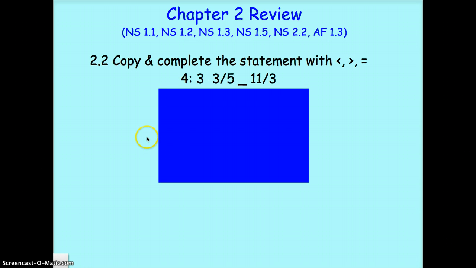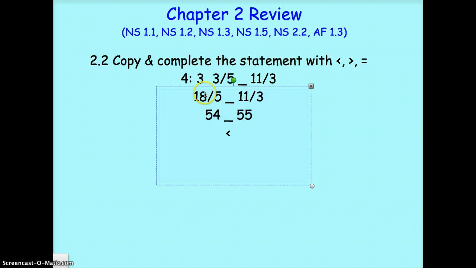Copy and complete the statement with less than, greater than, or equal to again. 3 and 3/5 and 11/3. Now, what we'll need to do here is make both the fractions improper so we can continue with that cross multiplication method. So I make them both improper and I have 18/5 and 11/3. When I multiply 3 times 18 I get 54, 5 times 11 is 55, so our answer is less than.